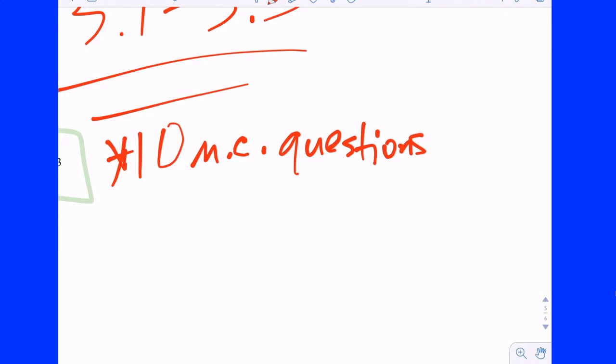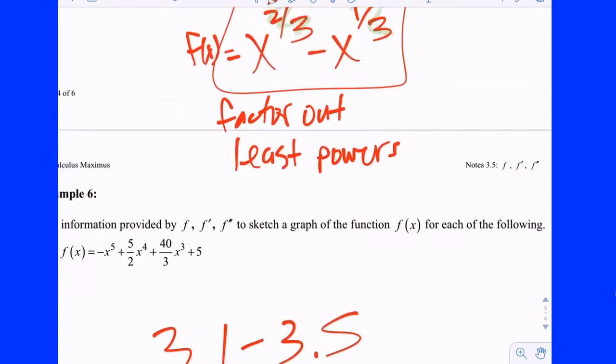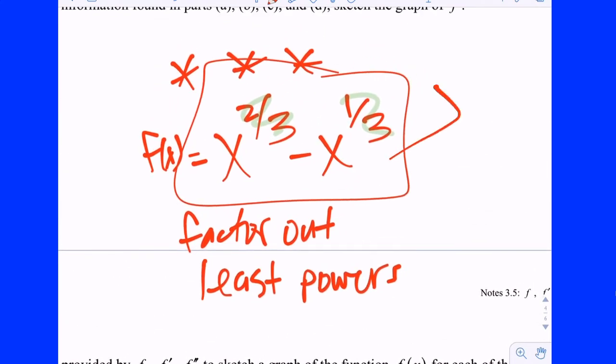Your free response is going to be an equation that looks something like this one. You're going to have fractional exponents. And what am I going to ask you to do? I'm going to ask you to take the derivative, and find the local extrema, and verify. And then I'm going to ask you about concavity, which will require what? Second derivative.